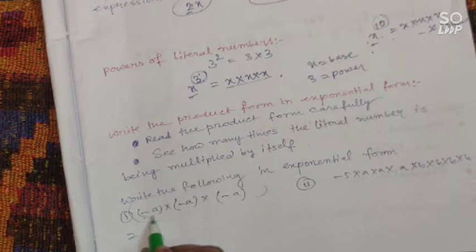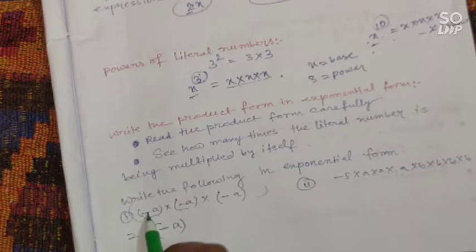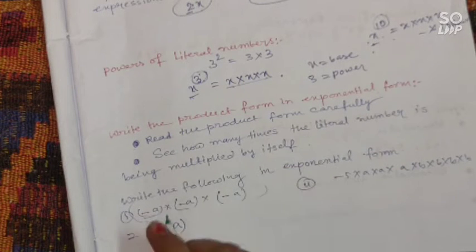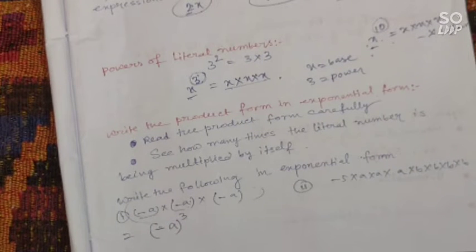You can see minus a multiplied by minus a, here minus a is multiplied several times. So the base will be minus a. Here minus a is multiplied how many times? 1, 2, 3. So minus a raised to the power 3. So the number which is multiplied several times will be the base, and how many times it is multiplied will be the power.